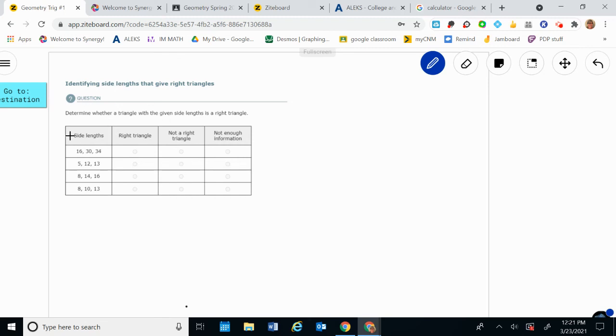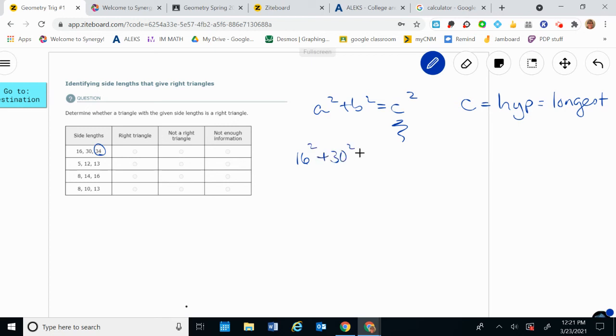Okay. All right. So this one says identifying side lengths that give right triangles. Determine whether the triangle with the given side lengths is a right triangle. Well, if it's right, then a squared plus b squared will equal c squared. You can check it. So all you need to do is identify the c. C is always the hypotenuse, which is equal to the longest side. Okay, so my c is going to be this one right here. So I have to check 16 squared plus 30 squared and see if it equals 34 squared. That's all.